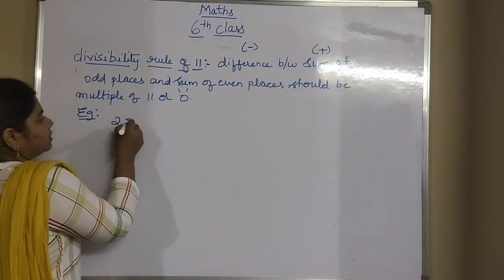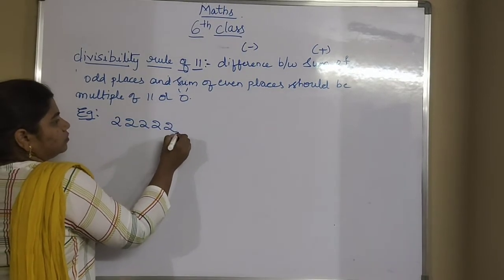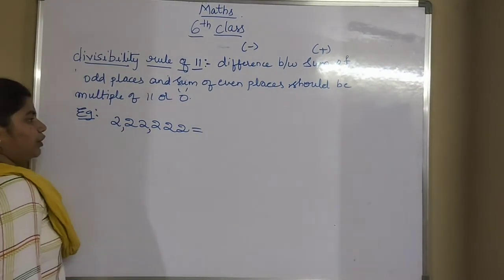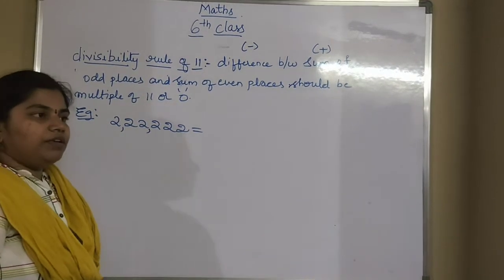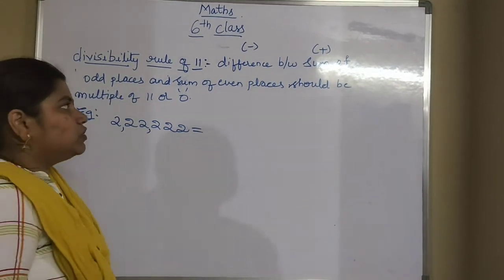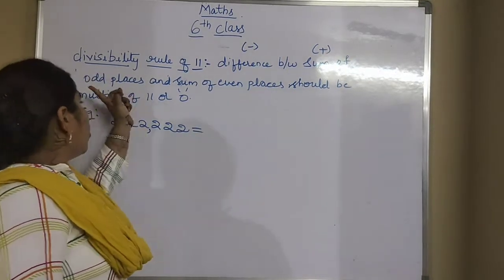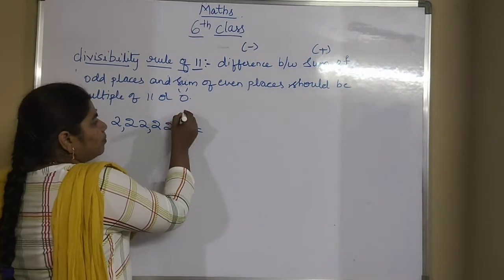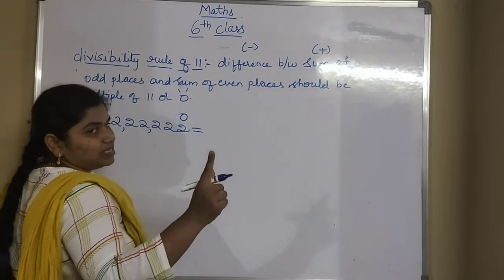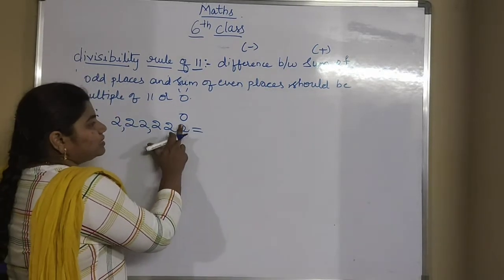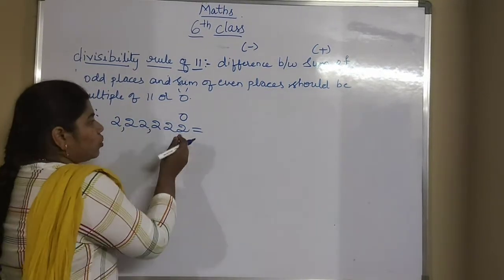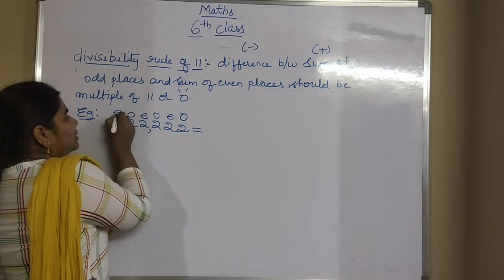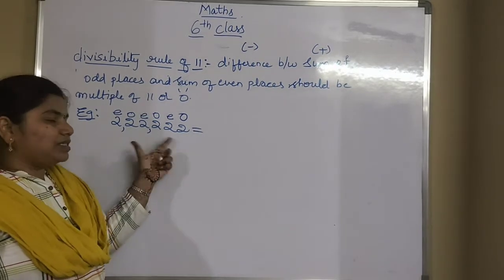I am taking 2,22,222. So whether it is divisible by 11 or not, we will see. What is the difference between sum of odd places and sum of even places? Always the place value starts from odd. One's place, 1 is an odd number. So the first place will always be odd. After that, even place, odd place, even place, odd place, even place. So we have taken odd places and even places.